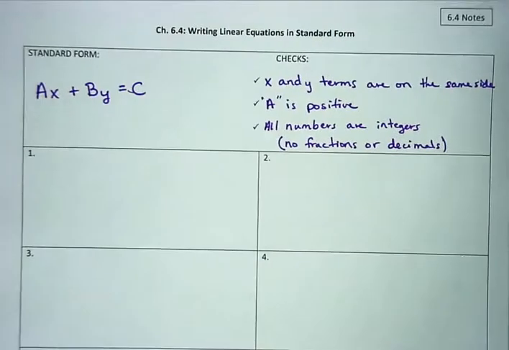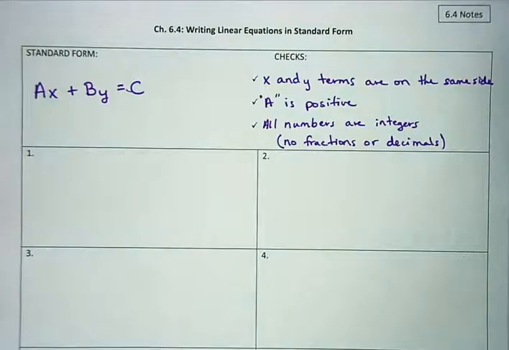Okay, so standard form for us is going to be ax plus by equals c, where all the numbers are integers, a is positive, and ax and by are on the same side. So let's look at converting. Today that's all we're going to do, we're going to convert equations into standard form.